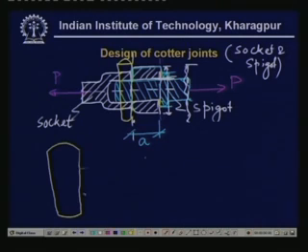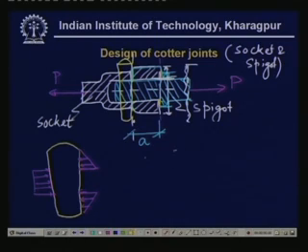So, up to this part we have a triangular distribution, and also here triangular distribution. Over this part we have rectangular distribution. Now, if this is the case, then this Cotter will be subjected to both shear and bending moment.